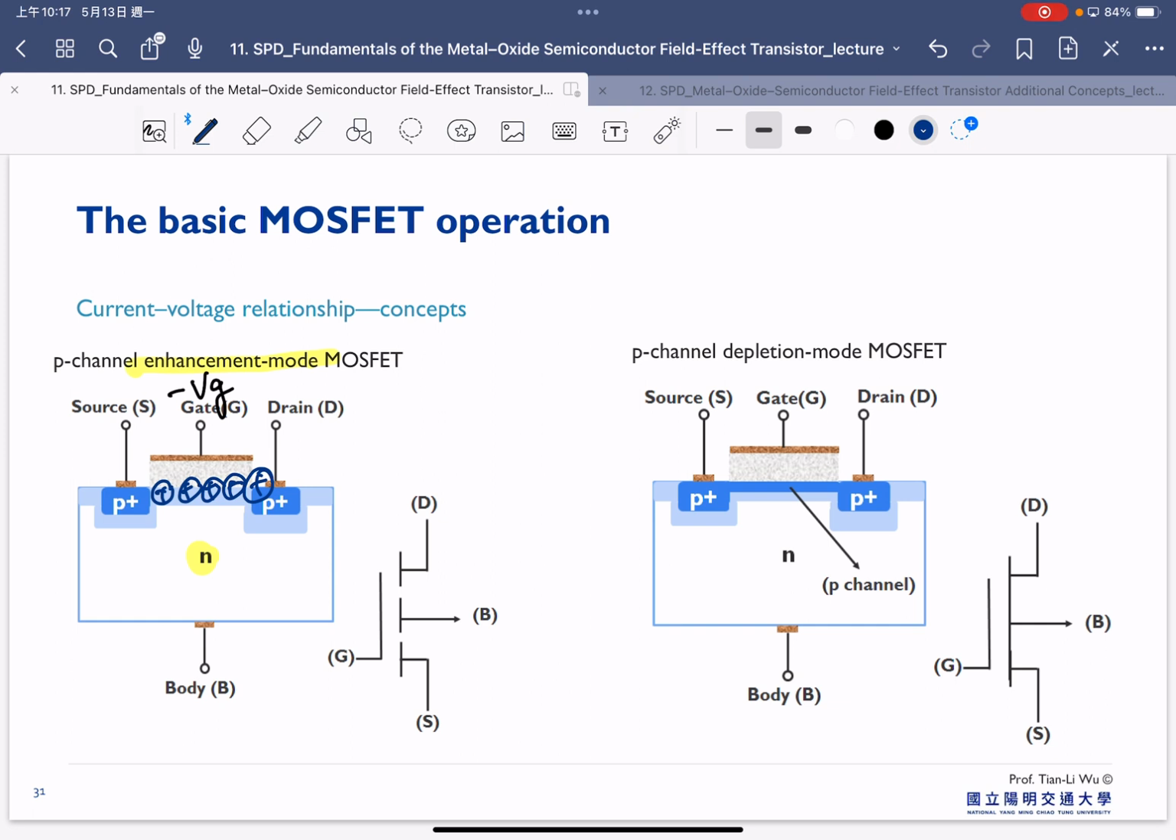So we can start to form the holes in the channel here, and therefore we can expect a similar IDVG characteristic. The only difference is that now we apply a negative gate bias. In the beginning we have a negative gate bias, and once we have enough negative gate bias, we start to form the hole current here. So that's our typical IDVG for the enhancement mode P-channel MOSFET.